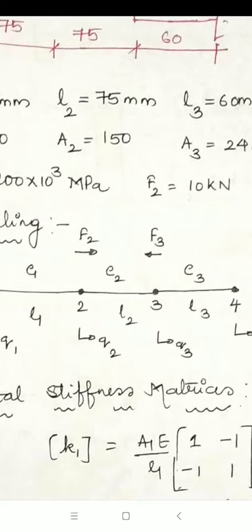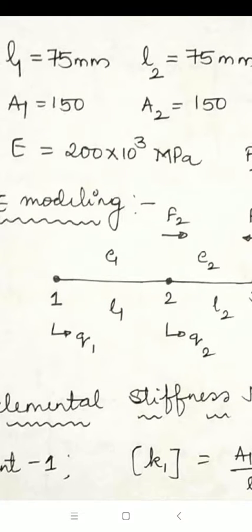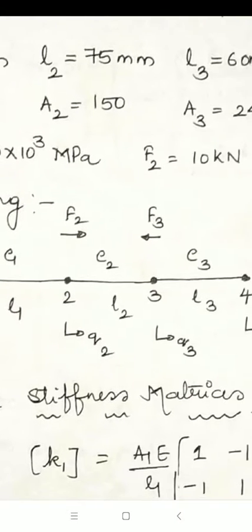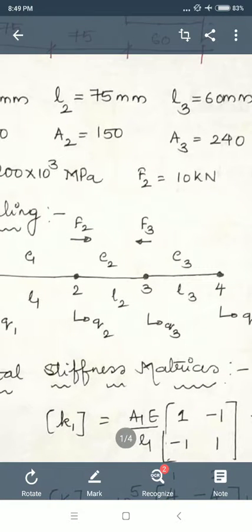And here I have written E1. E1 means element number 1. For E1, node numbers are 1 and 2. For E2, node numbers are 2 and 3. For E3, node numbers are 3 and 4.